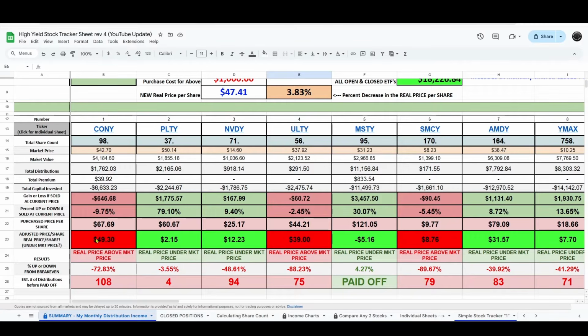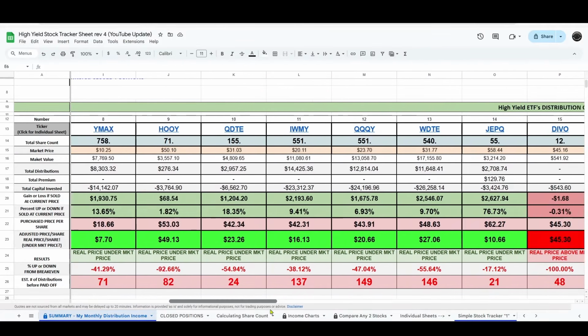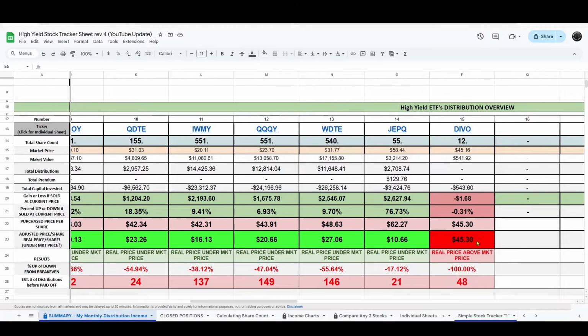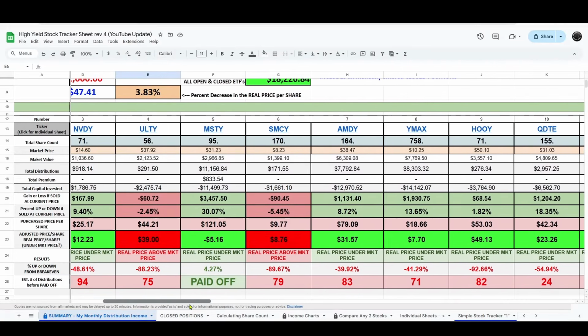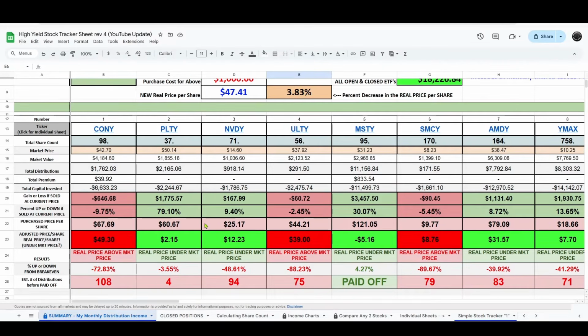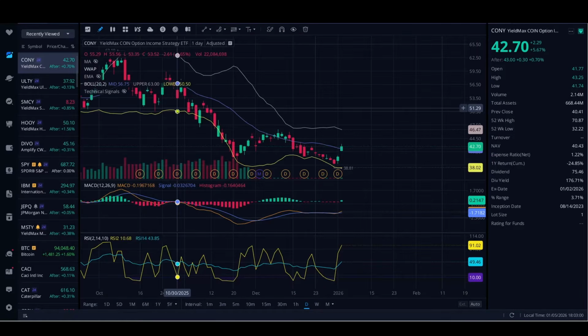So if you see that red cell there, like you see on CONY, ULTY, SMCY, and on DIVO, then that's the list that you can focus on. So out of 15, there are only 4 of them that I need to watch at the current moment. I have those entered right over here on the side.